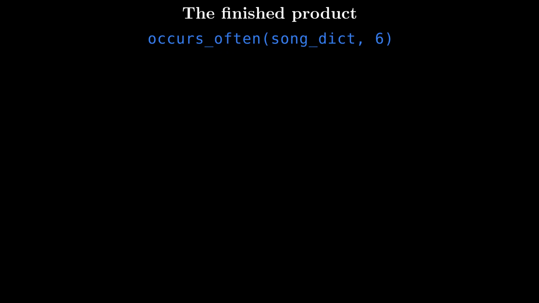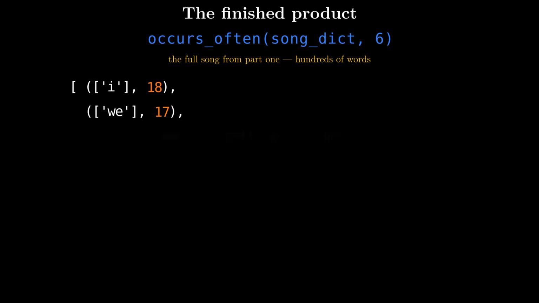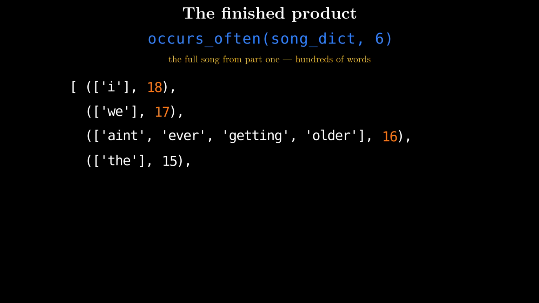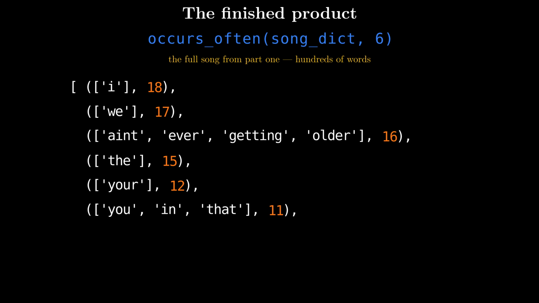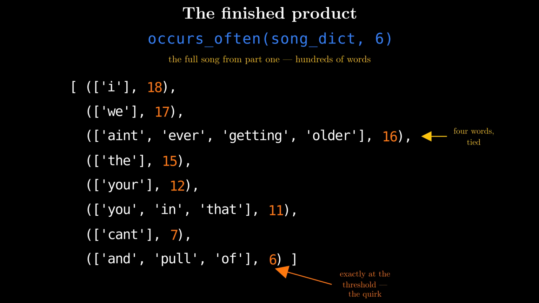One last thing, the finished product this case study promised from the outset. Run this on the full song from part 1, hundreds of words with a threshold of 6, and the complete ranking comes back. The word I tops the list at 18. We follows at 17. Then a four-way tie, ain't, ever, getting, older, each at 16. The word the sights at 15. You're at 12, then you, in and that tie at 11, and the can't at 7. At the bottom, and the pull and off, each occurring exactly 6 times. The same boundary quirk we traced a moment ago, firing on real data.